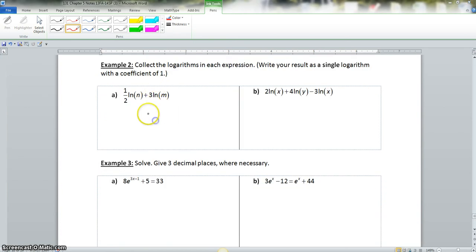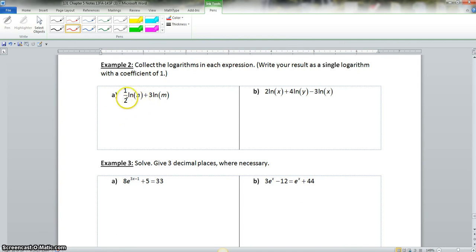Okay, now we come to the next page here. It says example 2. Collect the logarithms in each expression. Write your results as a single logarithm with a coefficient of 1. So now we're going to write this as a natural log. Now the rules for natural logs and logs are the same.